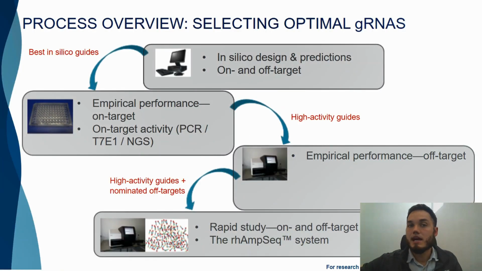When we talk about selecting optimal guide RNAs and quantifying their effects, this usually begins by selecting the best guides based on in silico predictions of on and off target editing efficacies, and verifying the guide's performance using a quick on-target editing activity assay. This is then used to select the most efficient guides, which then can have off-target effects nominated using an empirical method, like GUIDE-seq or CHANGE-seq. From here, editing can be quantified at on and off-target sites simultaneously using a multiplexed PCR, which is possible using the rhAmpSeq system that I'll discuss shortly.